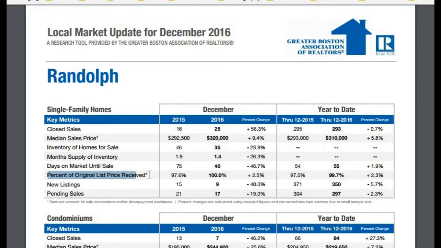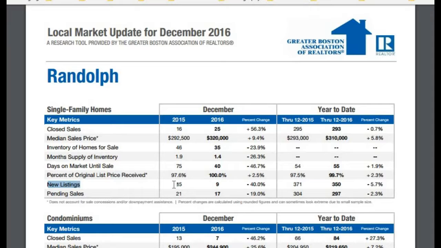Percent of original list price received. What that's telling you is back in 2015, sellers were getting 97.6% of their asking price. This year they're getting 100% of their asking price. So you can see houses are selling for full asking price, and the benefits of home staging here need to be focused on how much more a home seller could potentially get from the sale of the home when it's properly staged versus an unstaged listing.